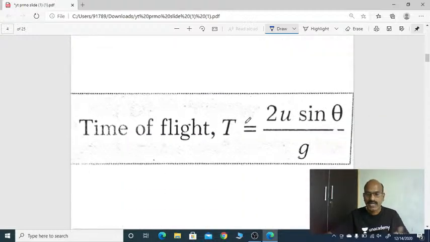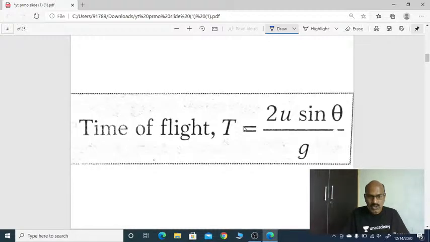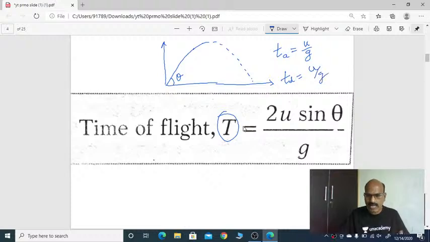We know that the time of flight is the time taken to and fro. The time of ascent is equal to the time of descent. Time of flight means once you project the body, once it leaves your hand, it starts, time of ascent, it goes to maximum height and returns down, that is time of descent. So time of flight is 2u sin theta by g. Keep in mind.